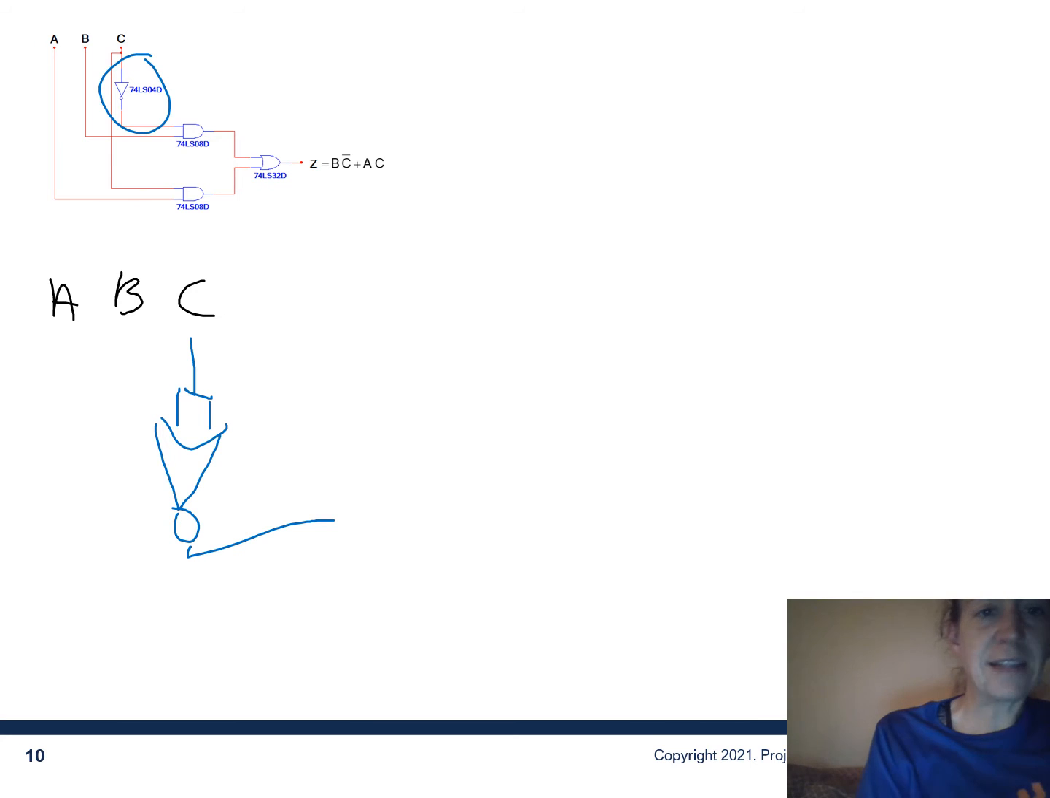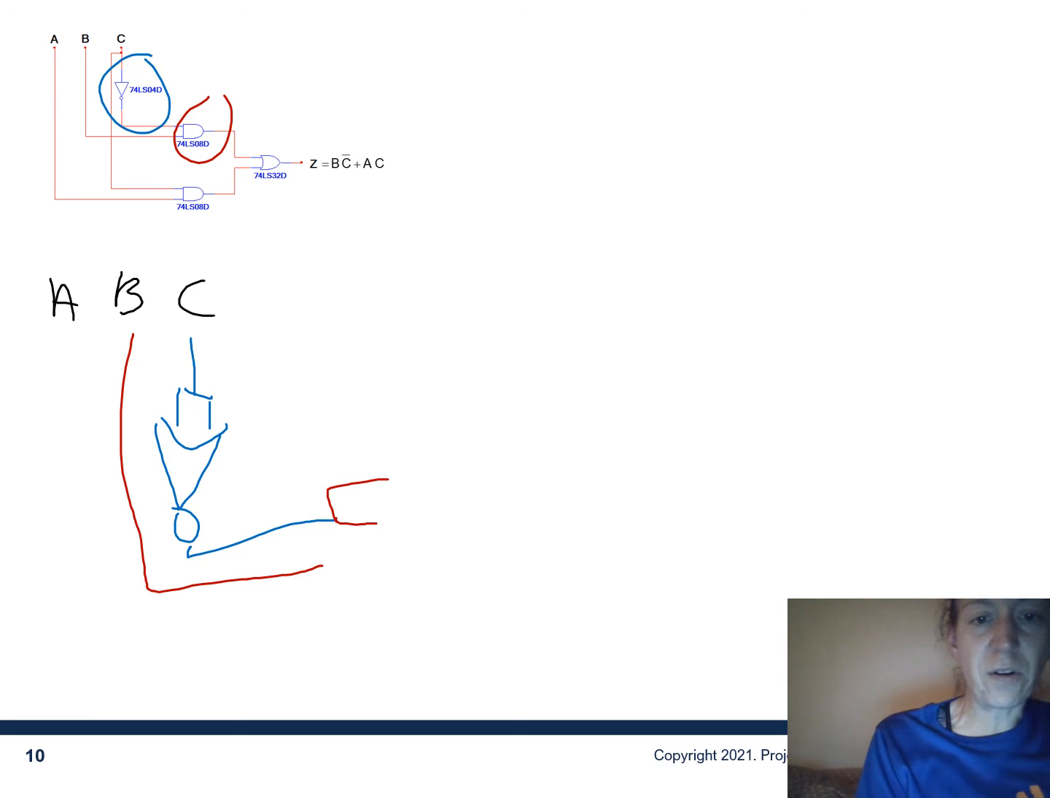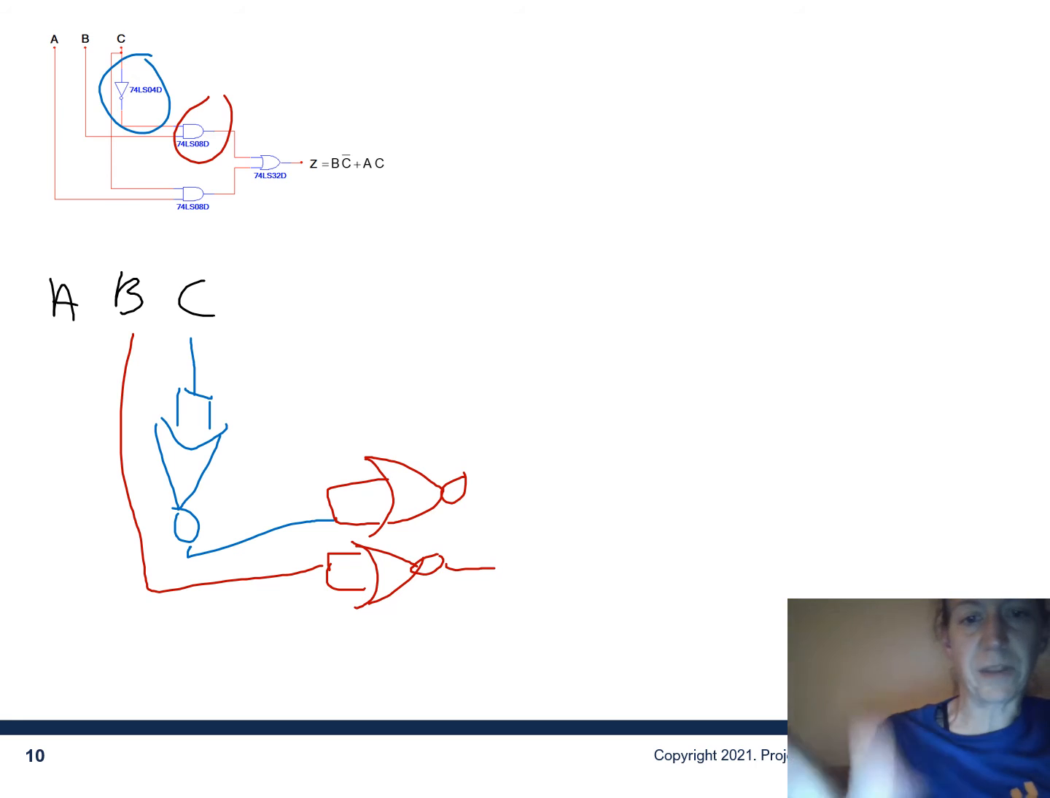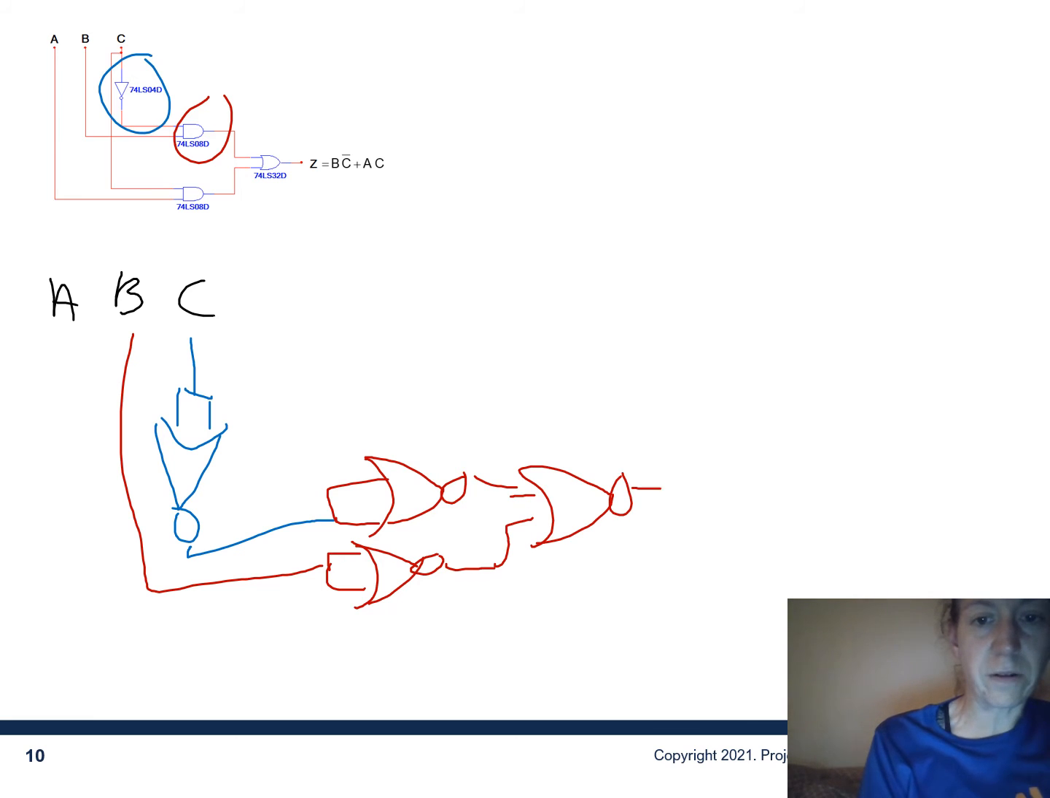So this is fantastic. Not really, but here we go. In order to do that, we need to invert them first. So we got to split both of these and invert them first. So split them and run them through a NOR, and then take that output, and that gets run through another NOR.